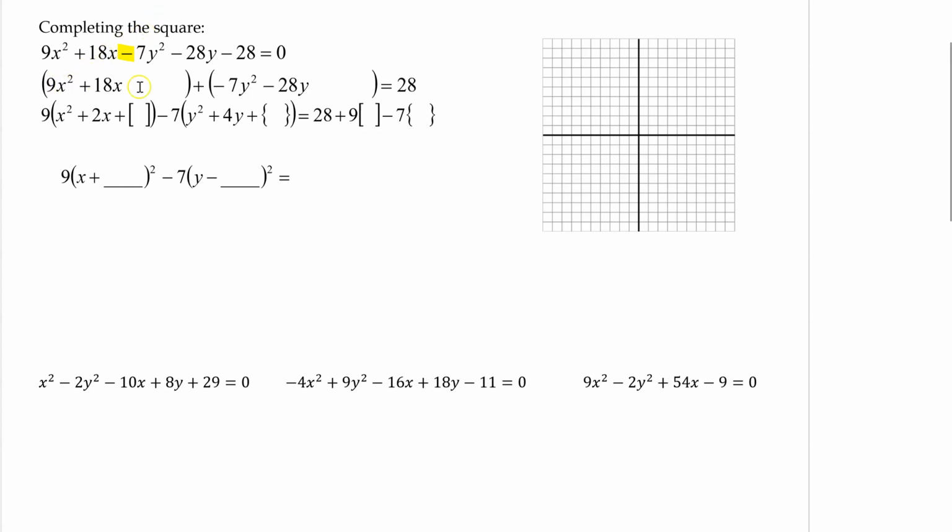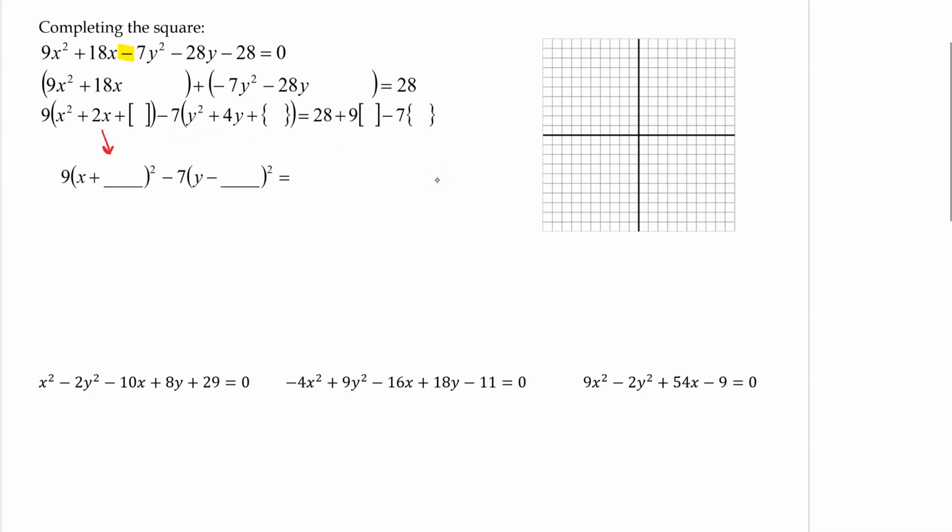So we're going to take and sort our x's just like before, sort our y's, and throw the non-x or y to the other side. And then we're going to factor out that number in front. So it's a 9, we factor out the 9. Negative 7, we factor out the negative 7. And then now we can complete the square.